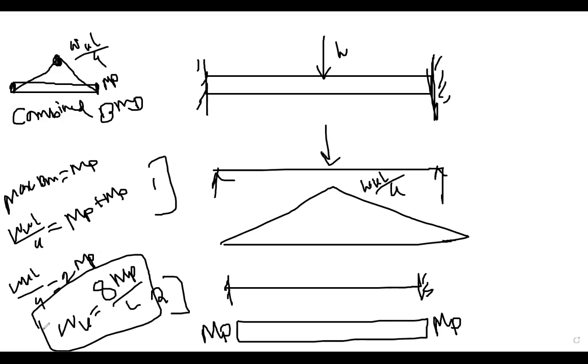Remember this value again. Fixed beam subjected by point load at the center. So collapse load here, W is equal to 8MP by L. So this is the static method.